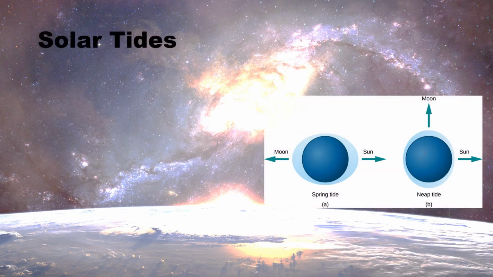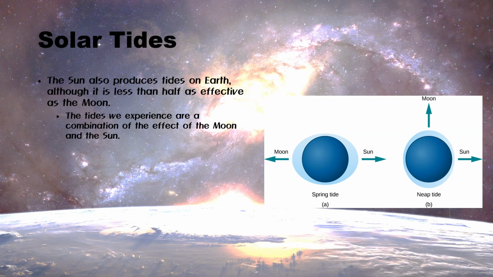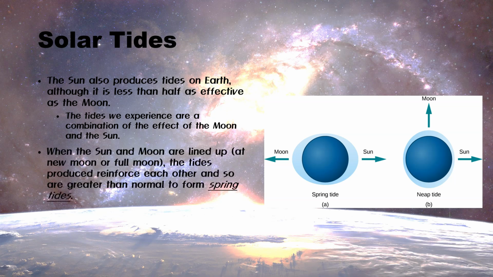But there's also another force that we have to consider, which is that of solar tides. Because just as the moon is pulling on the Earth, the sun, of course, has its own gravitational pull. Now, the sun also can produce tides on Earth, although because of its distance to Earth, it's less than half as effective as the moon. Now, the tides we actually experience are a combination of the effect of the moon and the sun.